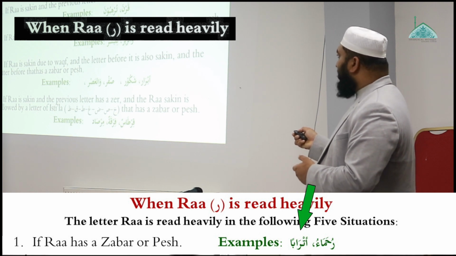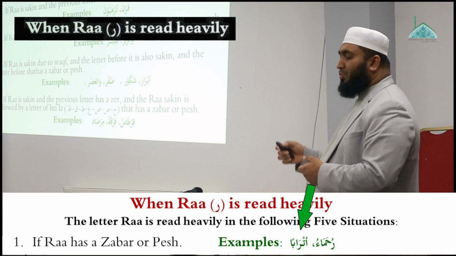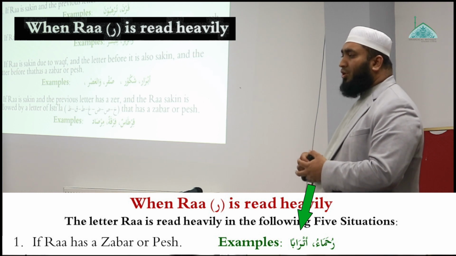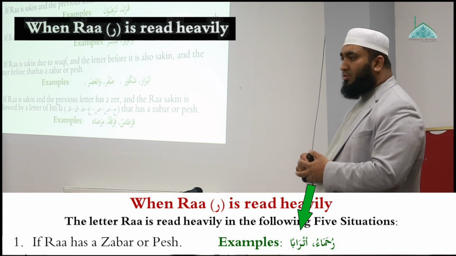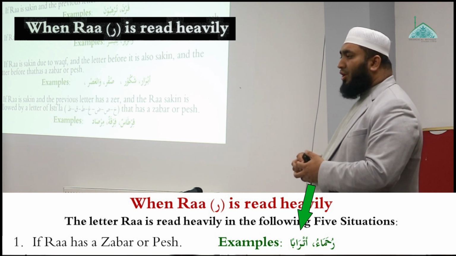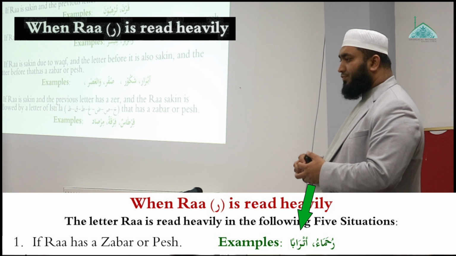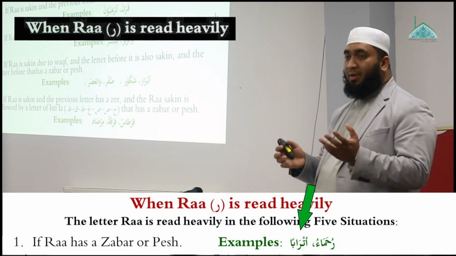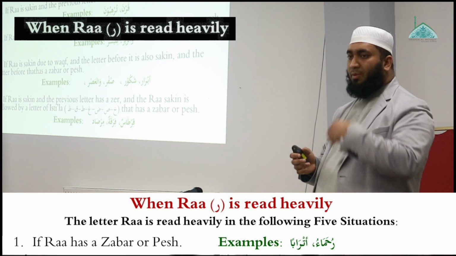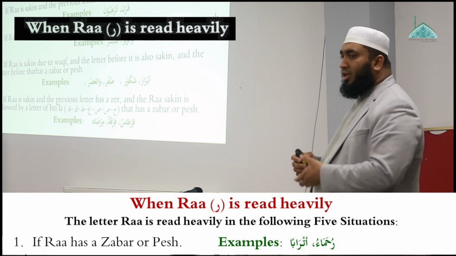Now the next example, Atraba. Ra has a Zabar on top of it. So we say Atraba. If you don't say it heavily, it will be wrong. You have to say it heavy, full mouth, heavily.